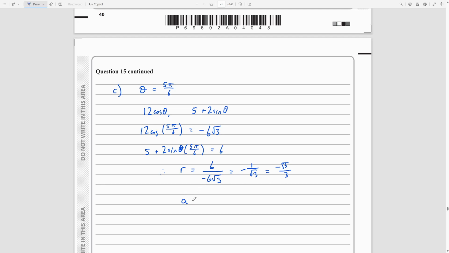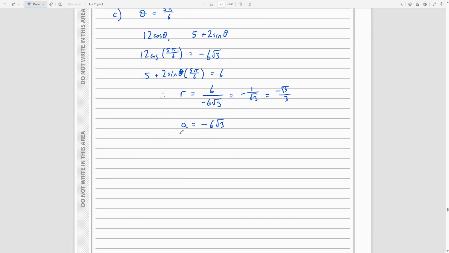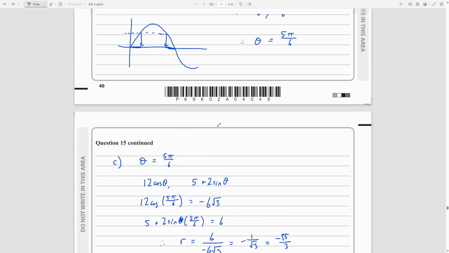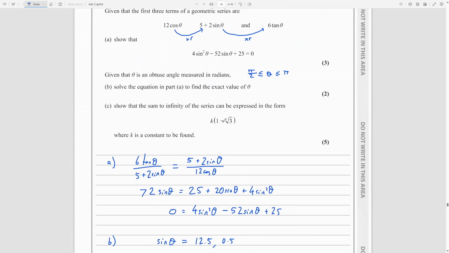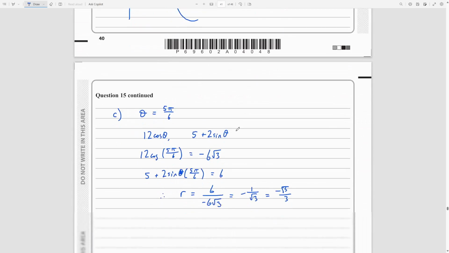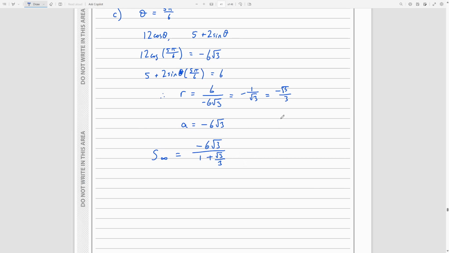We also need the first term of the sequence. It was this. It's minus 6 root 3. Now that you've got A and R, the sum to infinity of a geometric sequence with an R value which is between minus 1 and 1, which this is, is A over 1 minus R. Now, in what form did they want this? They wanted this in the form k(1 minus root 3). So I can rationalize this now.